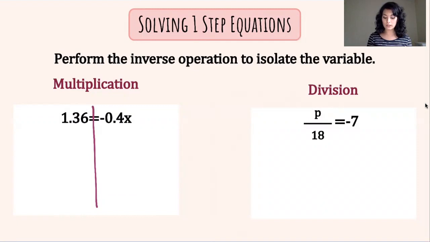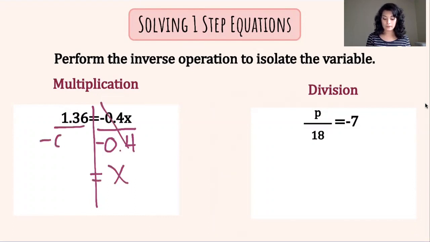So I'm going to divide by the exact same number that I see touching, including the negative. I don't change the sign here. So I divide by negative 0.4. These will cancel, leaving me with the variable. I bring down my equal sign, and what I do to one side, I must do to the other. This is a calculator-friendly lesson, so I'm going to use my calculator to get my answer. I take 1.36, I divide it by negative 0.4, and my quotient is negative 3.4.